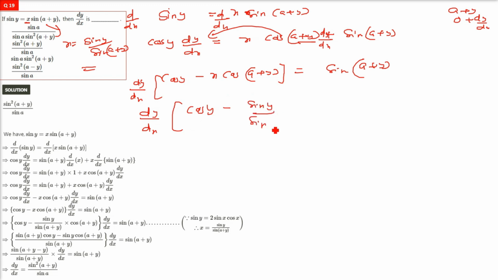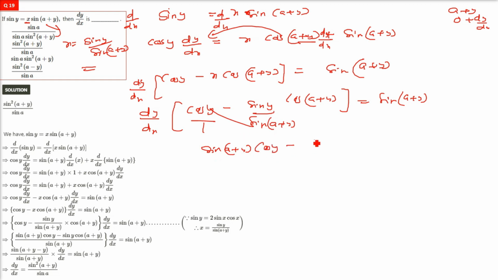Sin y by sin a plus y. And then we have cos a plus y here. And this is equal to sin a plus y. Okay. Now let us take LCM. This is cos y into sin a plus y minus sin y into cos a plus y divided by sin a plus y. So just cross multiply and then multiply the denominator and just write it. This is how the LCM is taken here.